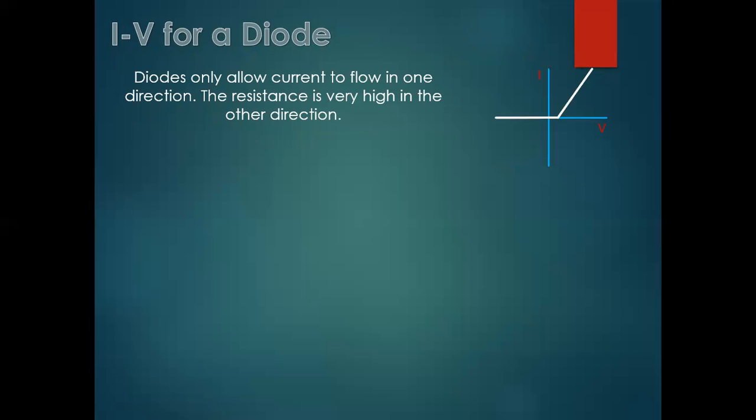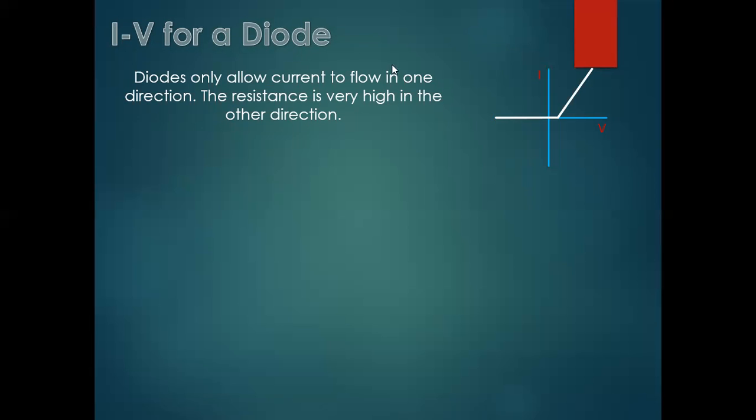Then we've got your diode. If you didn't know what a diode was, it's a component that only allows current to flow in one direction, depending on where you put it in the circuit. So the resistance here is very high in the other direction. Because resistance is very, very high, the current's got no option but to go in the other direction where it's less high, meaning current can flow through nicely.